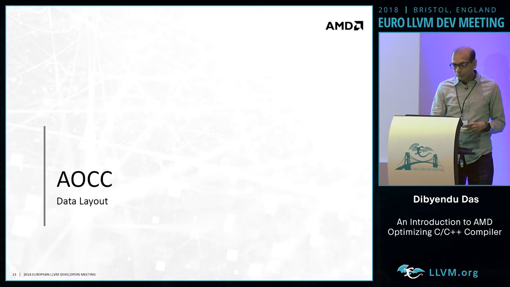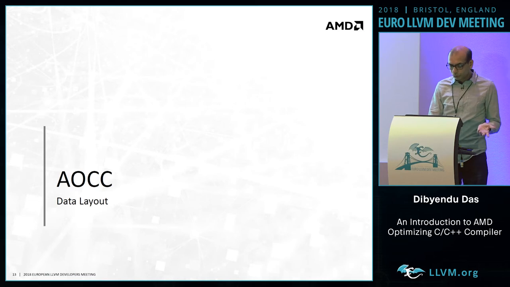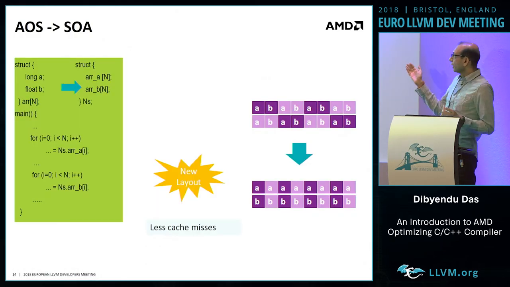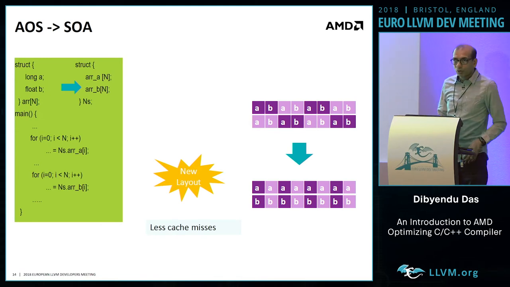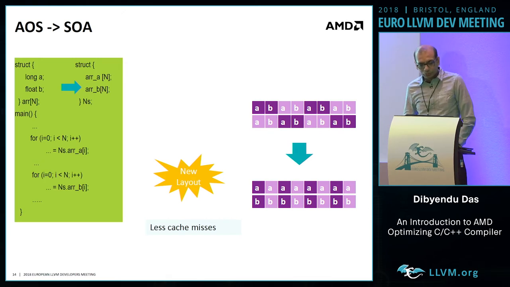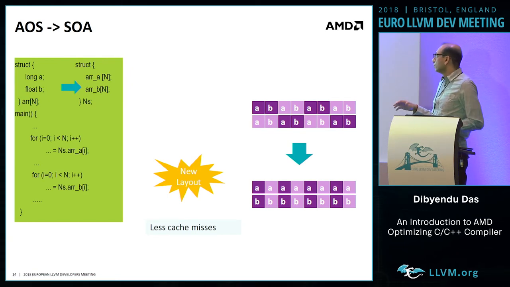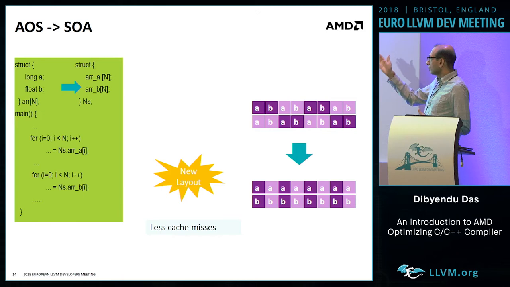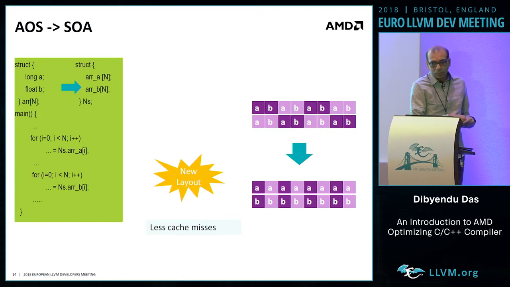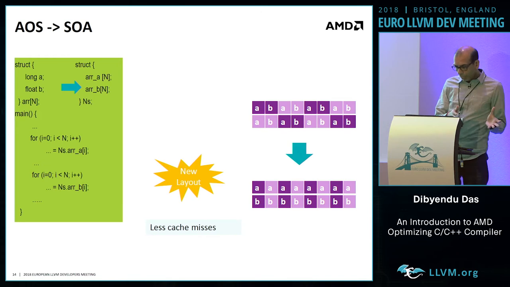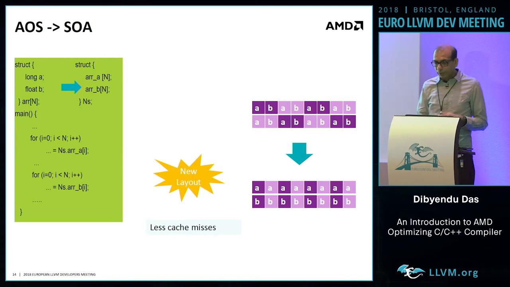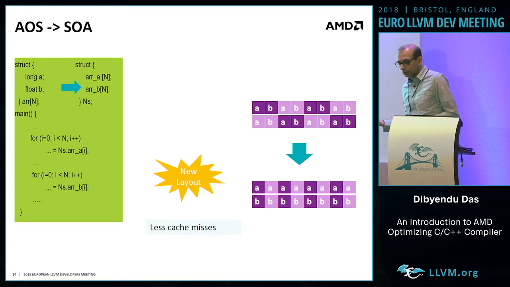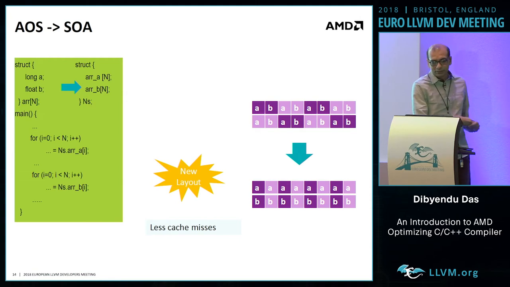AOCC's data layout transforms: I'll talk about the two main ones that we worked on. First, AOS to SOA, array of structures to structure of arrays. This is pretty popular, and almost everyone who has dabbled with compilers or programming languages would know it. An array of structures can have a lot of cache misses because you may not access all the fields of the structure. So instead you morph it into a structure where each field is an individual array. Later you also change all the accesses.